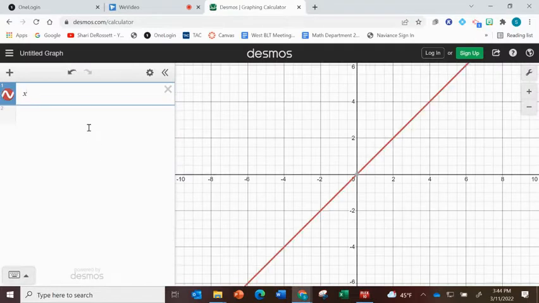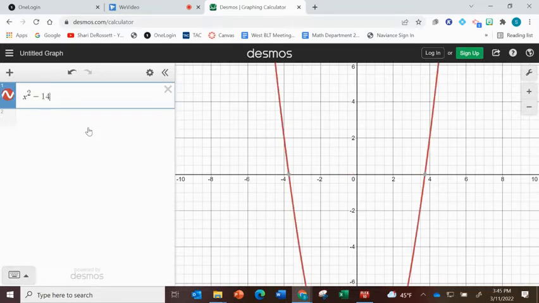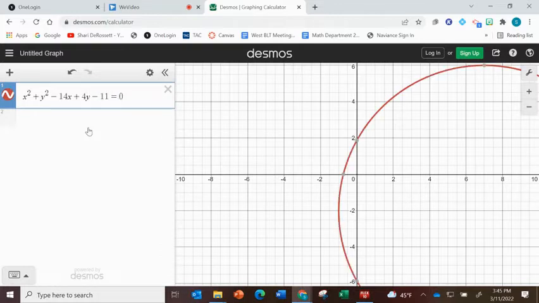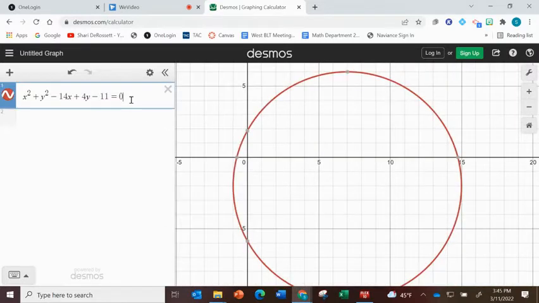So my original was x squared minus 14x. I want to put in my original, sorry. Let's go back here. X squared plus y squared minus 14x plus 4y minus 11 equals 0. Okay, and so this is what I get, this circle. Now we changed it a lot, didn't we?